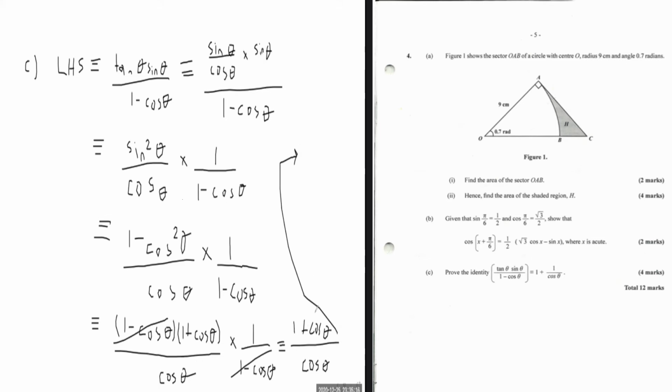And so this 1 plus cos theta over cos theta, we can separate it as 1 over cos theta plus cos theta over cos theta. But cos theta over cos theta is 1. And so now this is equivalent to our right-hand side. And so we've proven it this way. Nice and easy. So we've done the proof. That takes care of question 4.